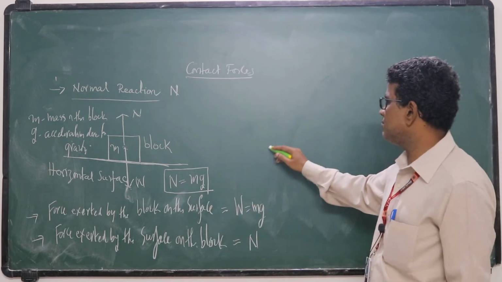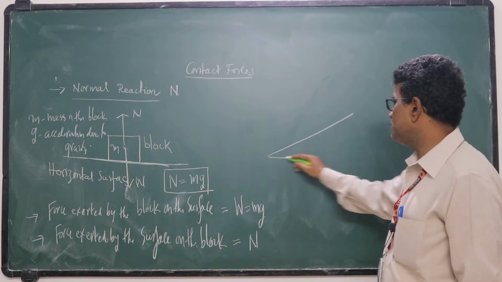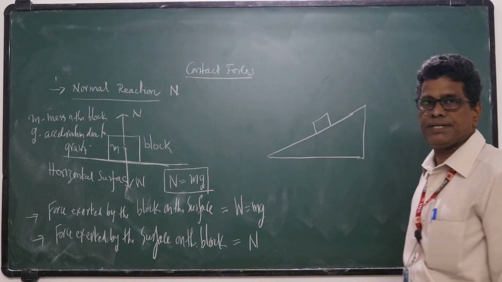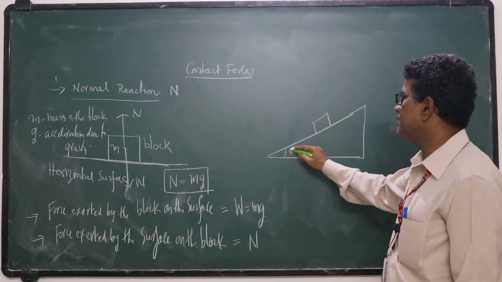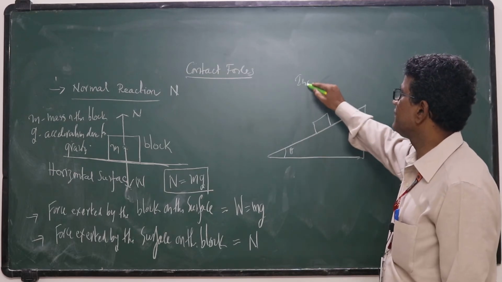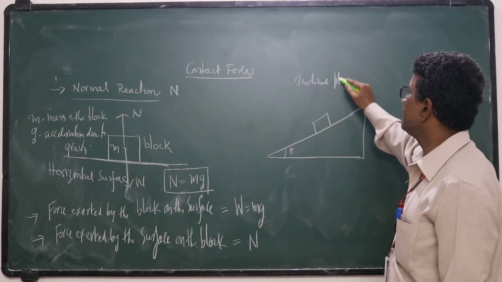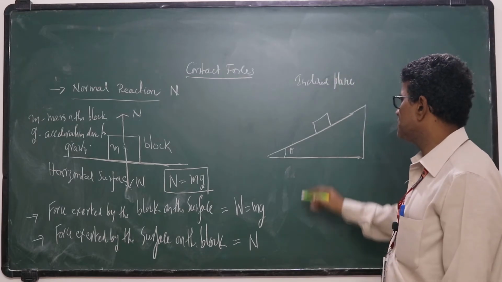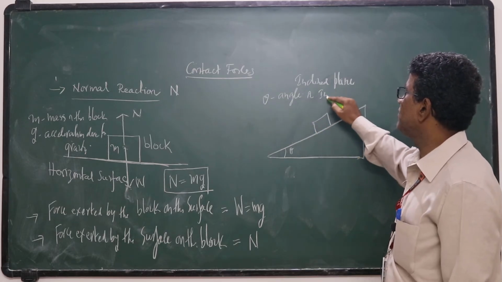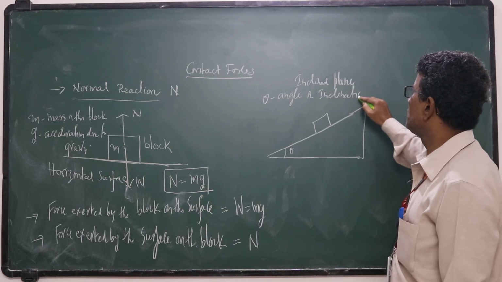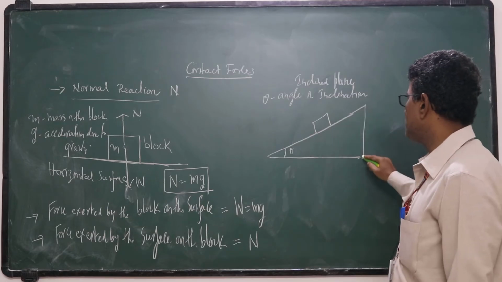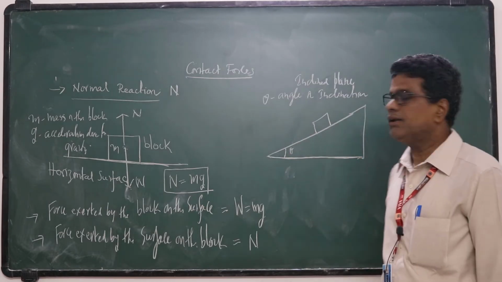The second example is, suppose there is an inclined plane. A block is at rest on the surface. Let theta be the angle of inclination. What is theta here? Angle of inclination. The angle made by the plane with the horizontal is called the angle of inclination.